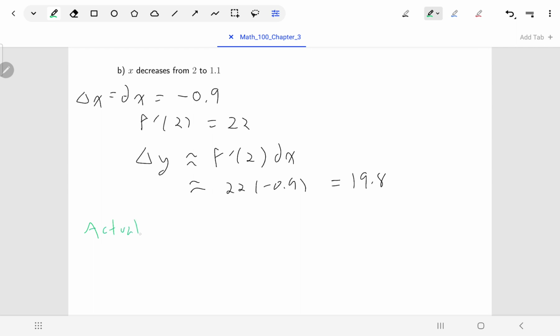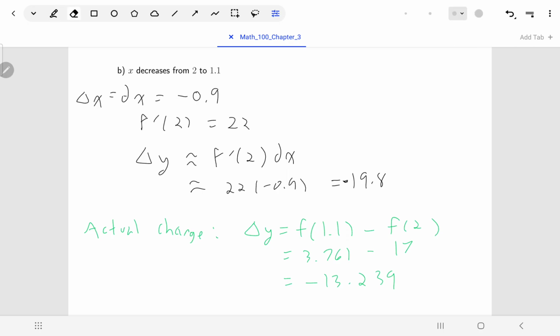If I wanted to know what is the actual change, so if I wanted to know actually what is delta y, well, this is, of course, starting at 2, ending at 1.1, so going to 1.1 from 2, we need to calculate the end minus the start, so f of 1.1 minus f of 2, so 3.761, and when I put 2 back in my original function, I get 17, so I get an actual change of negative 13.239. So there's quite a big difference. I dropped my negative, shame on me. There's quite a big difference between the two.